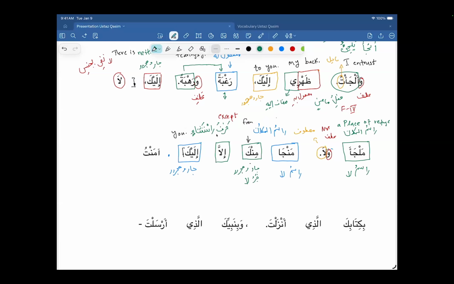this is place of what did we say? Place of escape. Place of safety, right? Or escape. Najat, escape. Yes, escape. Place of escape. Correct. So there is neither a place of refuge nor a place of escape from you except with you.